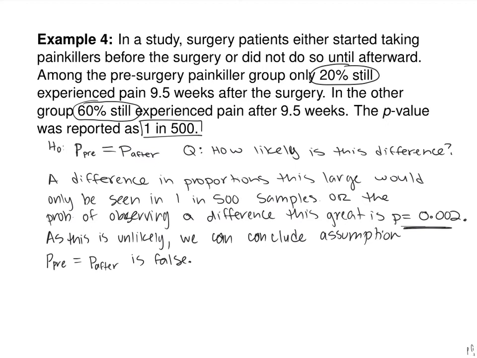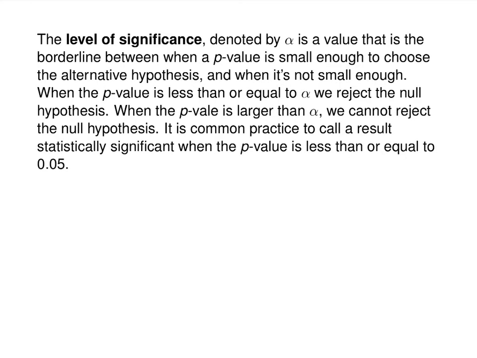Now, there is often a threshold for how small this p-value has to be to be probably not just due to chance. And that is called the level of significance. This is denoted by the Greek letter alpha. This is the borderline between when a p-value is small enough to choose the alternative hypothesis and when it's not small enough. When the p-value is less than or equal to alpha, we reject the null.